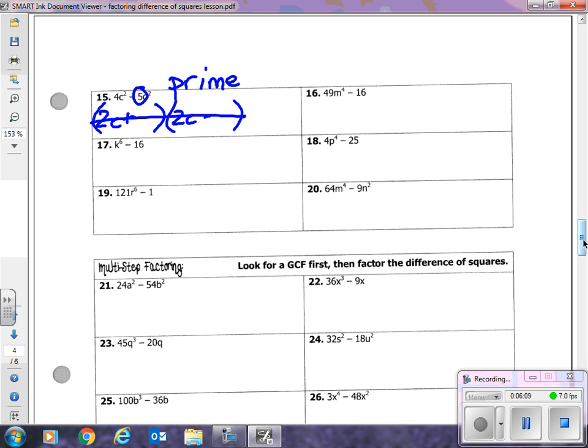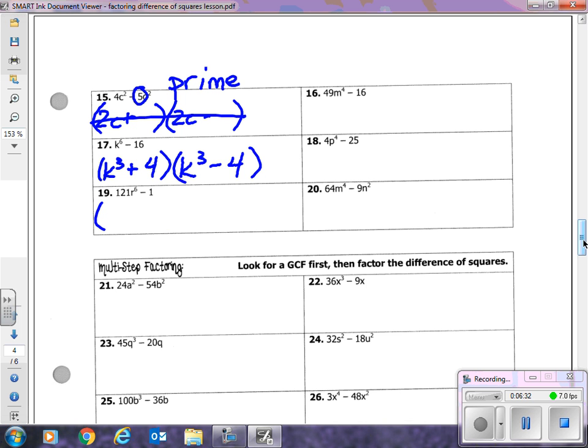Now, for number 17, you notice that the power is a 6. You can split 6 up equally, so this can be factored. k to the 6 is made from k to the third times k to the third. Those are perfect squares. Do your plus and minus. 16 is made from 4 and 4. It looks weird because it's not something you're used to seeing, but you can break up exponents higher than 2 as long as they can be divided equally.